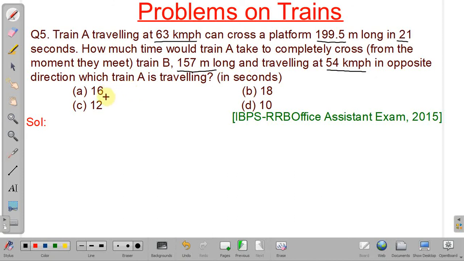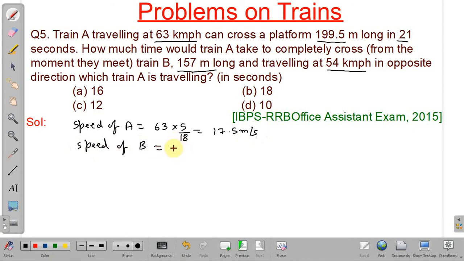So here speed of both the trains are given. For first train, speed of train A, it is given as 63 km per hour. If we convert this into meter per second, we need to multiply by 5 by 18, and it will be equal to 17.5 meter per second. Similarly, speed of train B, which is coming from opposite direction, it is given 54 km per hour, and to convert to meter per second we need to multiply by 5 by 18, and it will be equal to 15 meter per second.